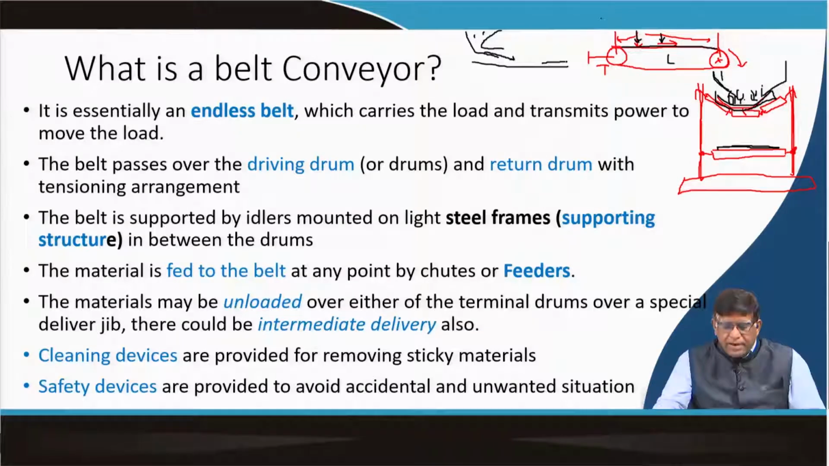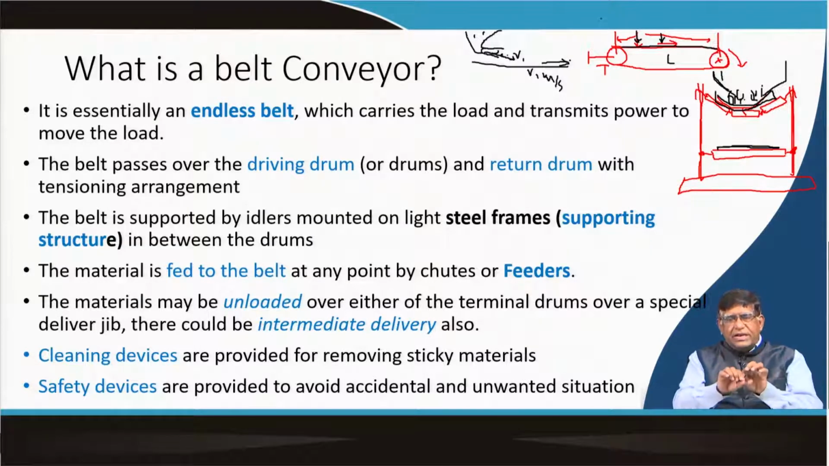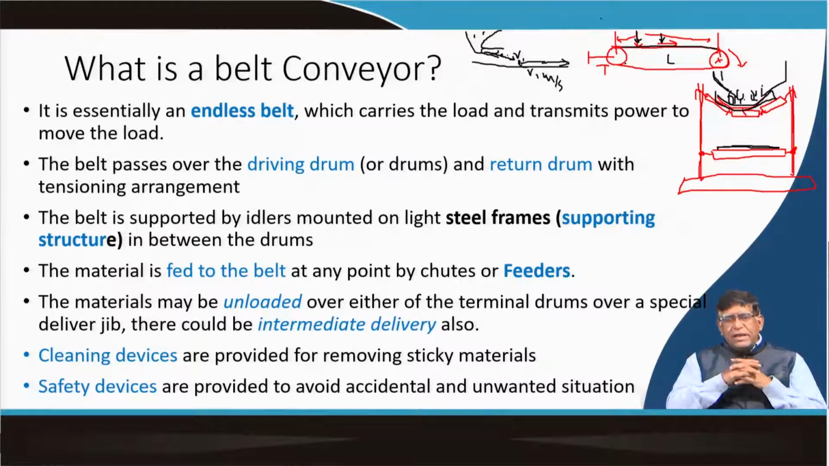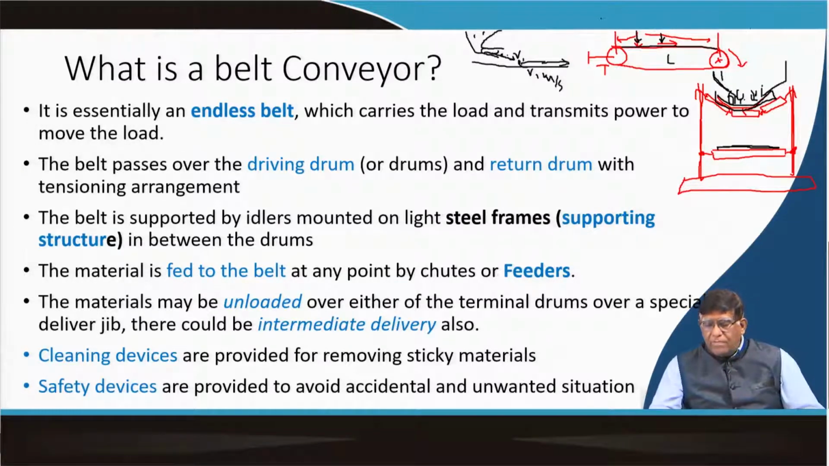If this conveyor belt is also moving in this direction, at a velocity of v1 meter per second, and the material which is coming also comes at v1, that is the best condition, that means the same direction at the same speed. So, whenever the material strikes over here, it instantaneously starts moving. We will be discussing those things during our calculations of the conveyor belt.